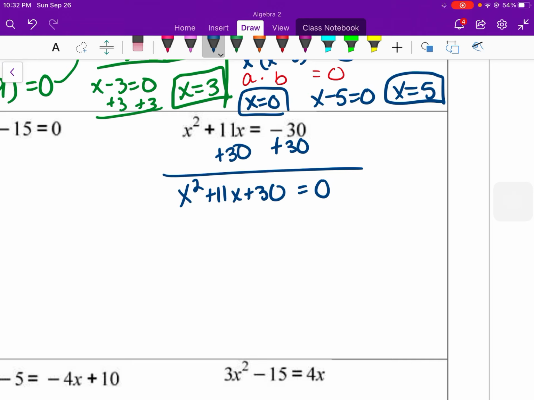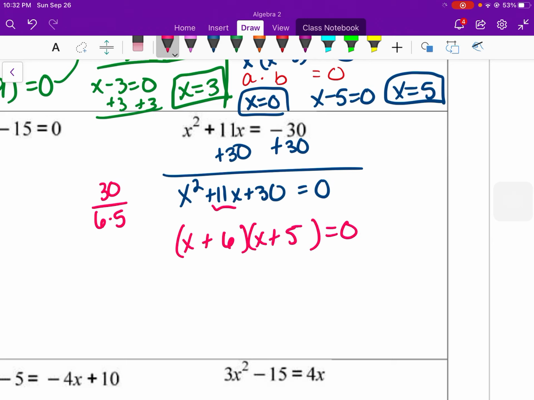I want it in standard form, which means I go from highest exponent to lowest, so from x squared down to the constant, in that order. This is just an x squared term, so I know that my factors are going to be x times x. So all I have to do is find two numbers that multiply to 30 but add up to 11, which would be 5 and 6. Positive 30, positive 11, so both positive factors. So this is like an a, and this is my b.